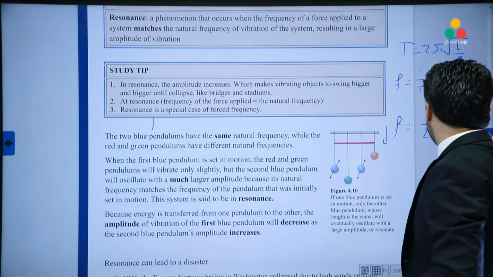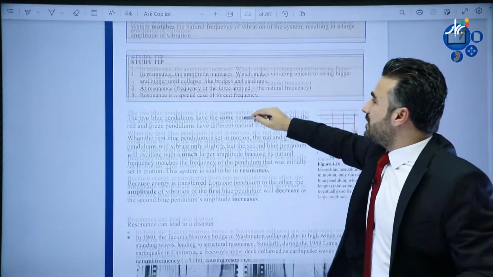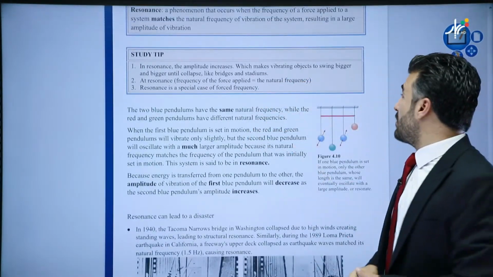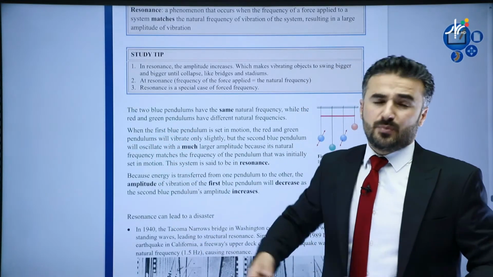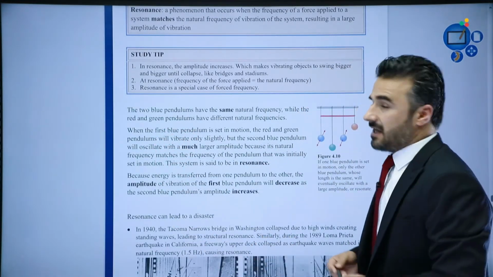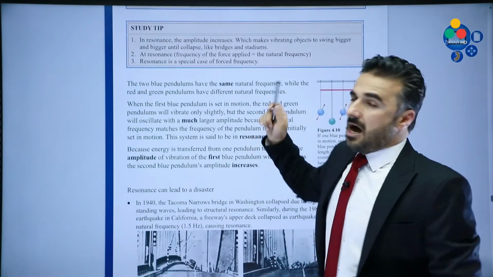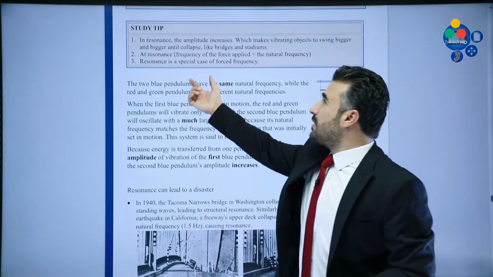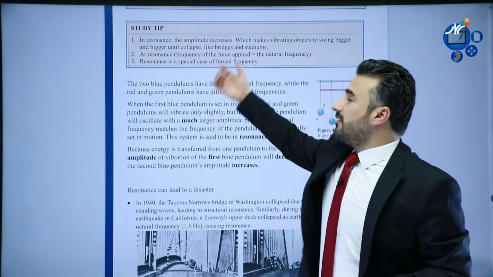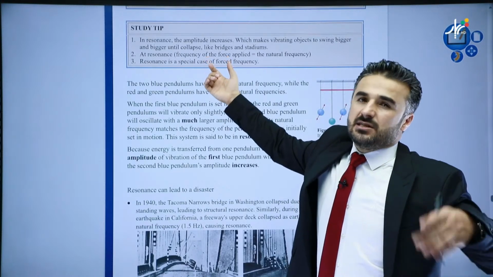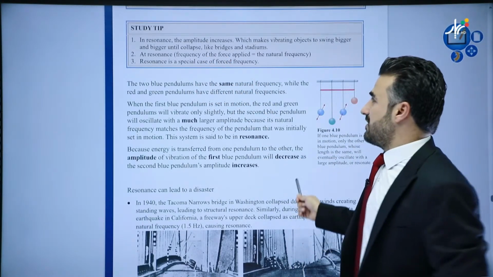Now take a look, we have a study tip, you need to know this one. What does it say? It says in resonance, the amplitude increases, which makes the vibrating object swing bigger and bigger and bigger until it collapses, for example, if this push continues over and over. That is, for example, like a bridge, all right? Or it could be like a stadium. Now, the second tip that we have says, at resonance, remember this, when something is resonating, the frequency of the force applied is matching, or equal to, the natural frequency of the system.